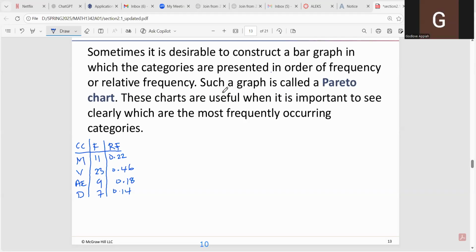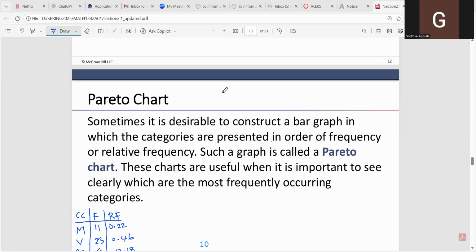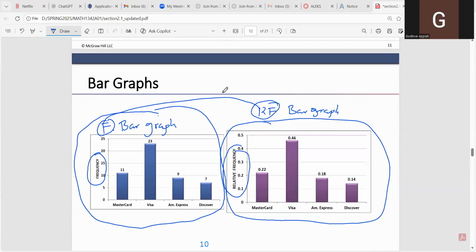All right, great. So we'll go ahead and construct the Pareto charts for the credit card data sets. We're going to construct both the frequency and the relative frequency Pareto charts. But before we do that, I want to quickly mention something right here.